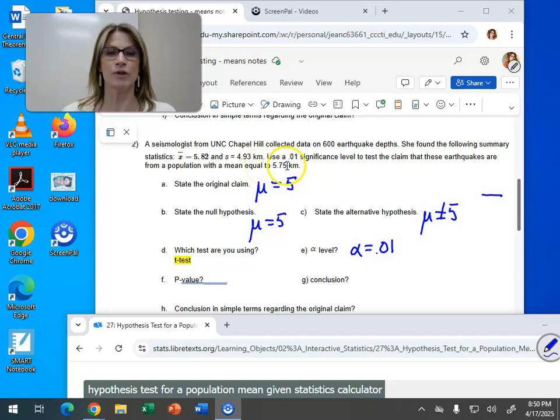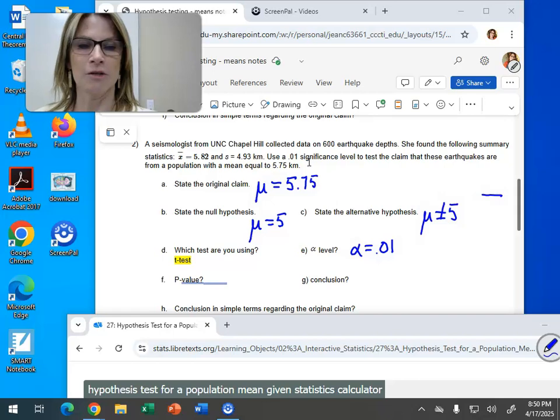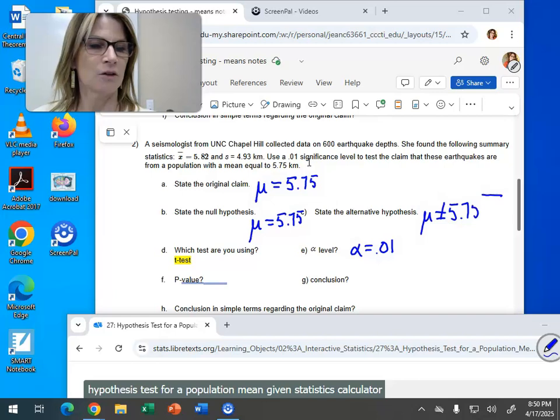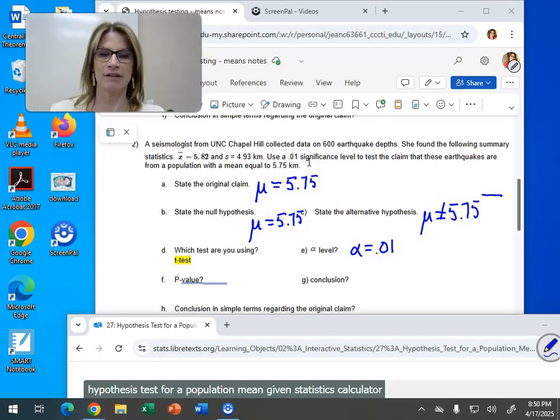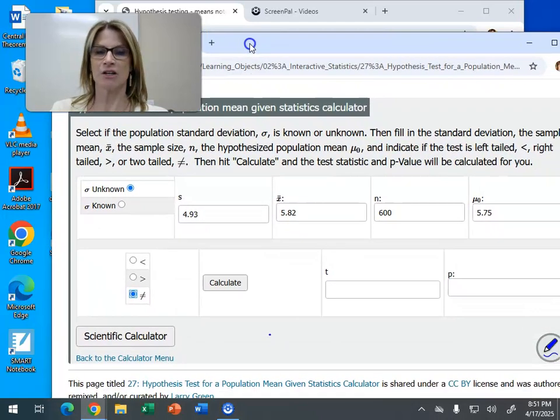equal to 5.75 kilometers. So it's either equal to 5.75 or it's not equal to 5.75. So equal to would be your claim, equal is your null, not equal would be your alternative. Okay, we're doing a t-test again because we have S. Alpha is 0.01, t-test, sigma is unknown. And I went ahead and took the liberty of filling all of this out.